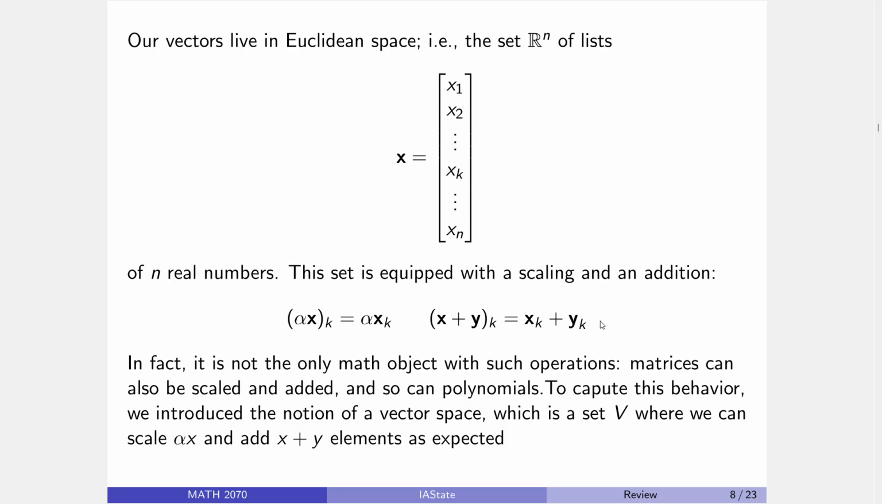Now, because we have observed scaling and adding in different scenarios, we would like to capture the scaling and adding behavior on its own. So that introduces the idea of a vector space, which is just a set where scaling and adding are defined and behave the way we want them to. And again, there were 8 axioms for that.